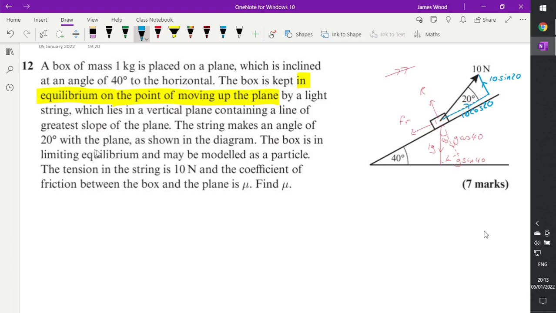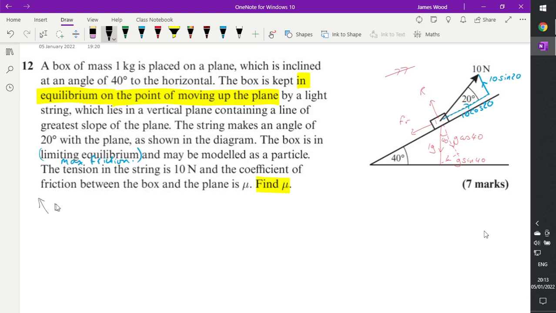So it's in limiting equilibrium. If it's in limiting equilibrium, then that means that the friction is at its maximum. So this means the maximum friction is being applied. We've got to find mu. So rather than being told it, we've just got to work it out here. But we're still going to follow exactly the same process that we would normally. Let's find out R first of all, because then we can try and calculate the friction. It'll have to be in terms of mu, but that's fine.